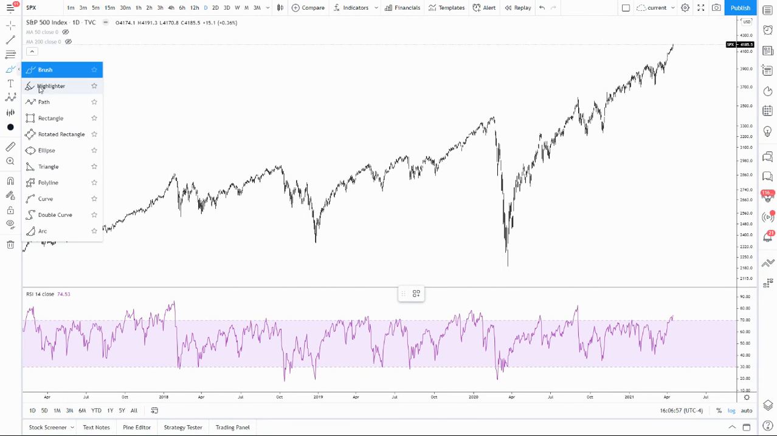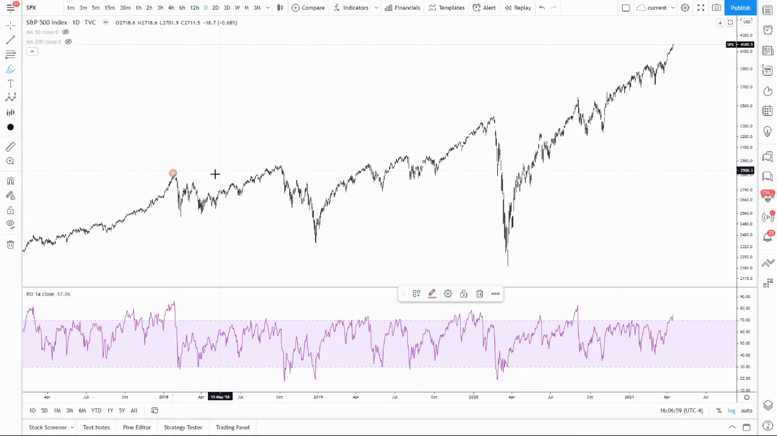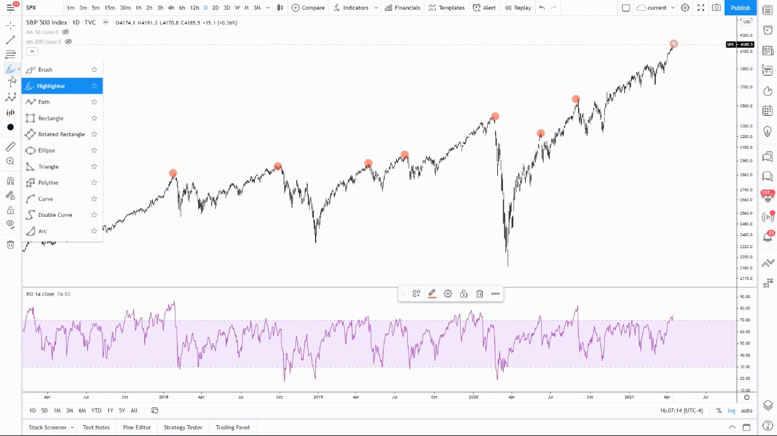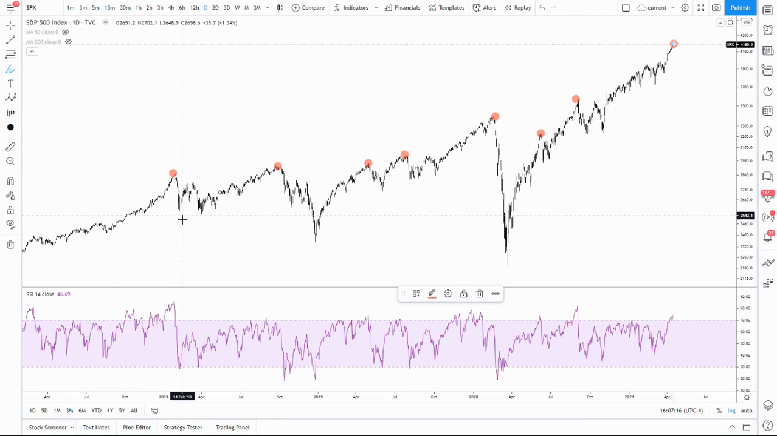Oops, let's change this to this. Overbought, overbought, and overbought, and overbought. Now, let's do this.